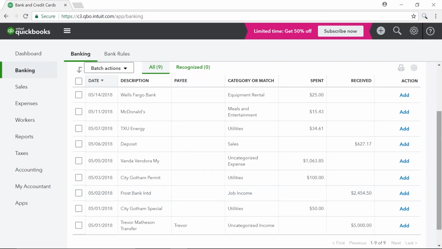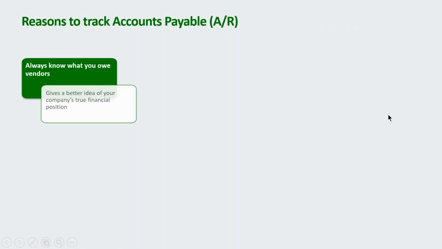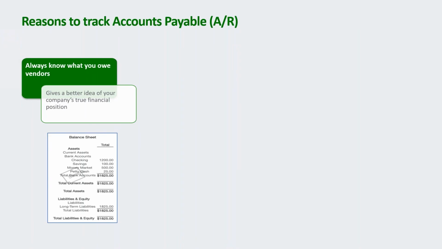Now, a couple of the big advantages here for recording bills that way and tracking accounts payable, because I know it's extra work, right? Why would you ever choose to do extra work when you could do it much easier just by downloading or adding the checks manually? Well, the reason why you would want to do that extra work is, one, it gives you a better idea of your company's true financial position because you're always able to know who you owe. You're able to run those reports, look at your vendors list, and see exactly how much money you owe people.